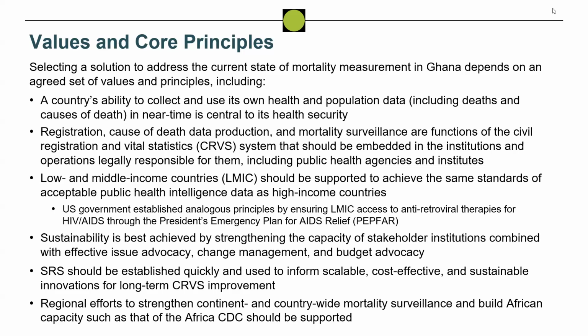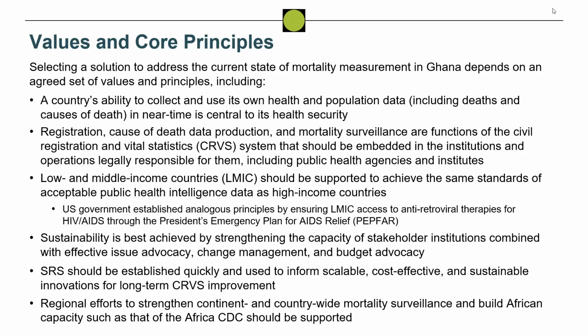And so we need to be very clear on our values and then the core principles around an SRS. That has to do with first identifying the country's ability to collect and use its own data in a manner that would help us secure health security. And then also for registration, the cause of death data production and its mortality surveillance are functions of the CRVS system. And so how do we embed these different entities or institutions to make sure that those that are legally mandated are carrying out their work? But then in terms of public health agencies, they also have access to this kind of data to improve public health interventions.